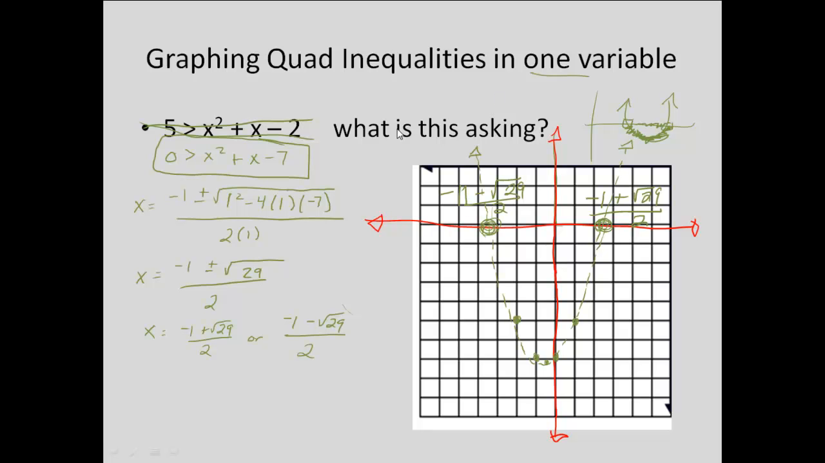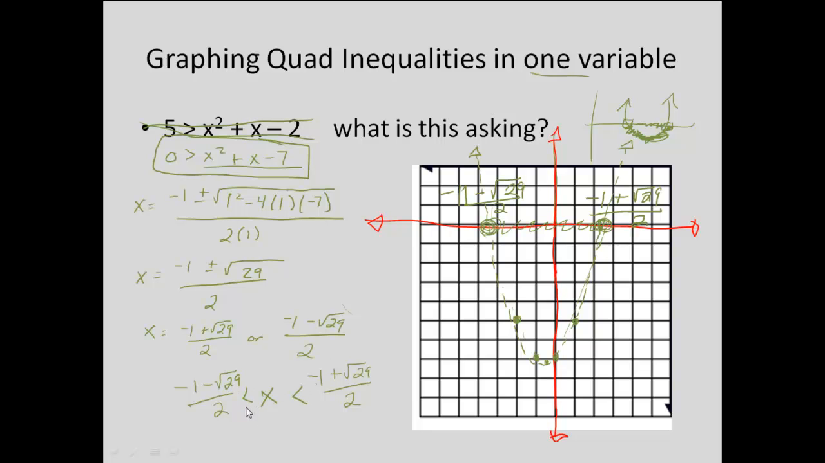So now we have to look back at the question. It wants to know, when is the graph less than 0? So less than 0, we're looking for the values between our two critical points there. So we want x in the middle of our left point, -1 minus the square root of 29 over 2, and our right point, -1 plus the square root of 29 over 2.